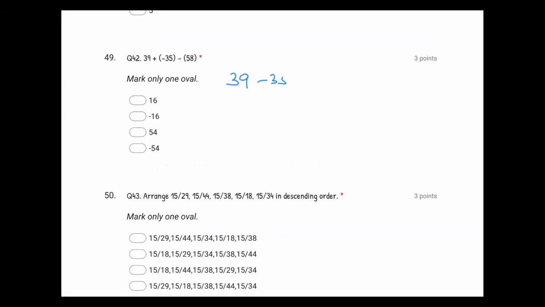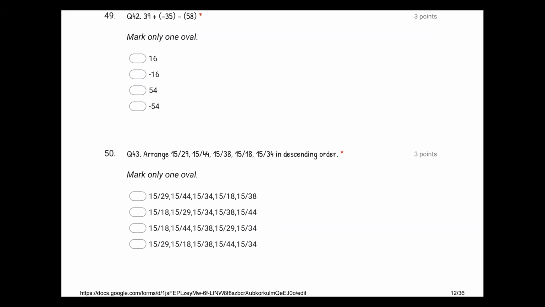39 minus 35 minus 58. Add the minus values, 35, 58, what is the value? 93. 39 minus 93, what will you get here? Small minus big, then your answer will be in minus only. Minus 54. Next, arrange in descending order.